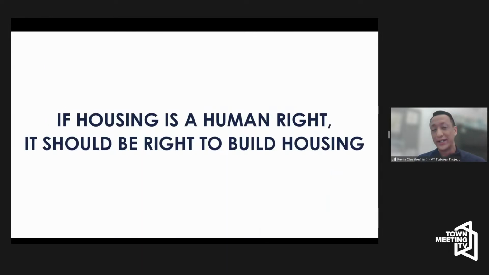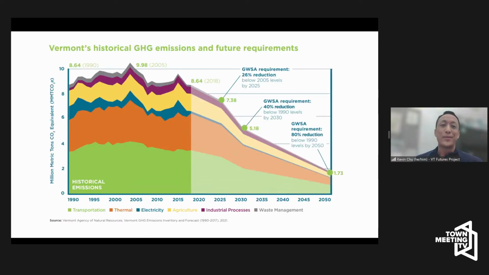To make that possible, we have to talk about housing, right? I hear this phrase all the time, housing is a human right. And if that's the case, then it should be right to build housing. And doing so would actually help our state move forward in terms of our climate goals too. This is the greenhouse gas emissions portfolio of our state, and we see the two largest contributors, the orange and the green, represent thermal and transportation emissions respectively.